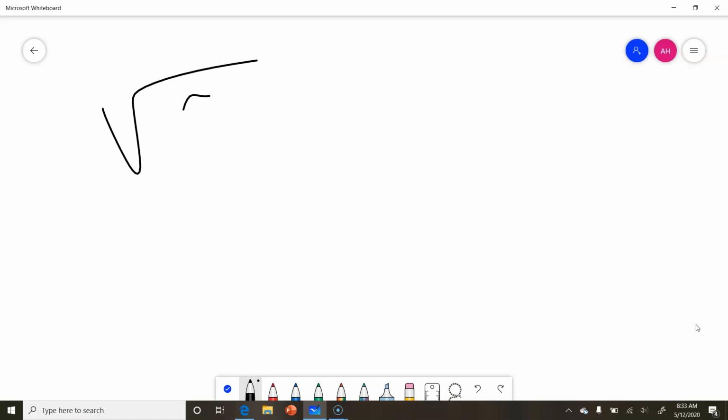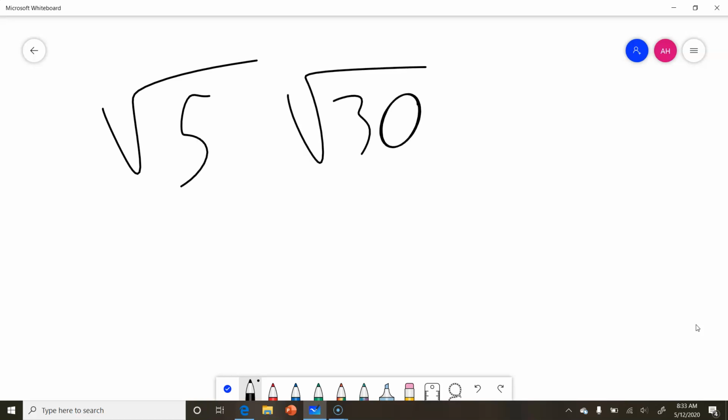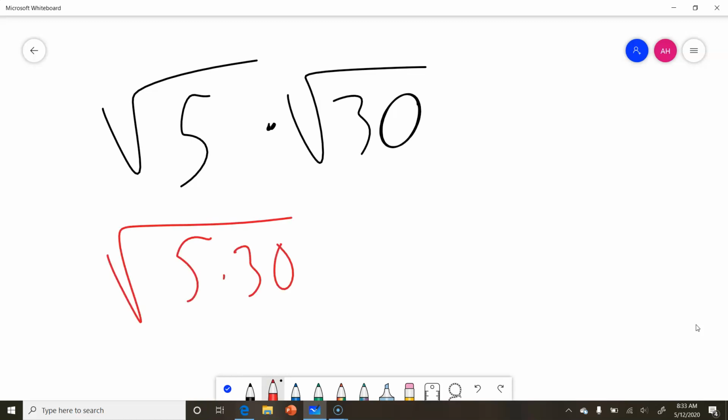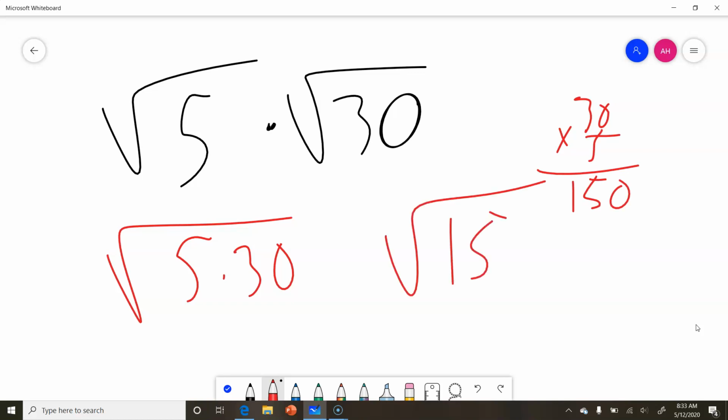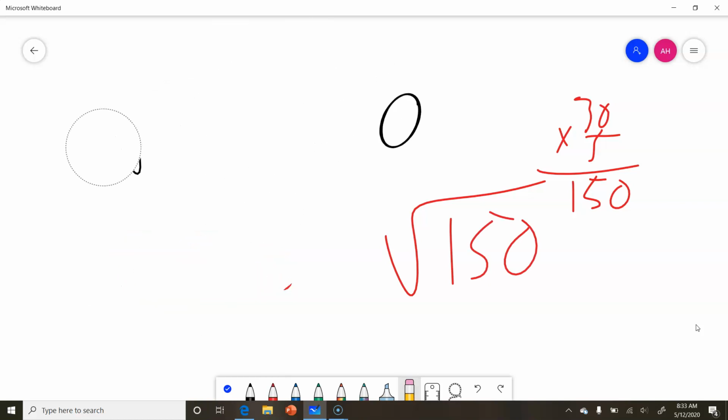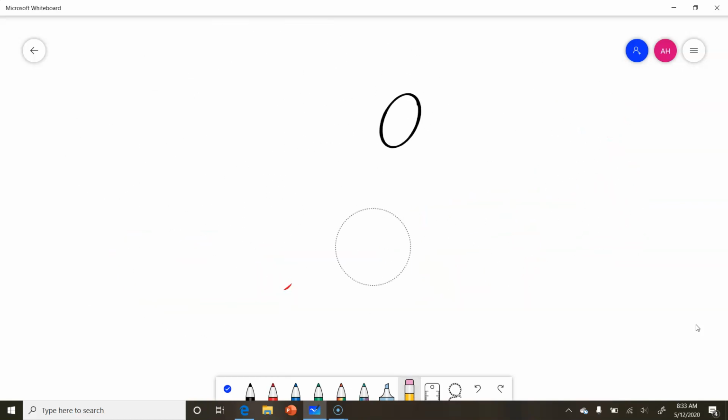Okay, so let's look at one that's like this. The square root of 5 times the square root of 30. Now all I'm going to do in this one, remember, there's a times sign because they're against each other. When you have that, it becomes the square root of 5 times 30. So I could do 30 times 5, which is 150. So I have now the square root of 150, which means that since I've condensed that, now I want to try and factor it.